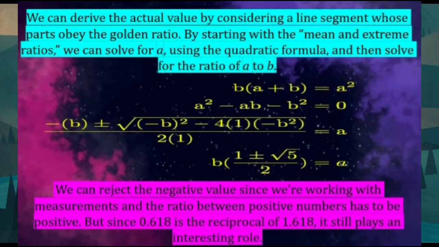We can derive the actual value by considering a line segment whose parts obey the golden ratio. By starting with the mean and extreme ratios, we can solve for A using the quadratic formula and then solve for the ratio of A to B. B multiplied by (A plus B) equals A square, so A square minus AB minus B square equals 0. A equals minus B plus or minus the root of (minus B) square minus 4 multiplied by 1 multiplied by minus B square, upon 2 multiplied by 1. We can reject the negative value since we are working with measurements and the ratio between positive numbers has to be positive, but since 0.618 is the reciprocal of 1.618, it still plays an interesting role.